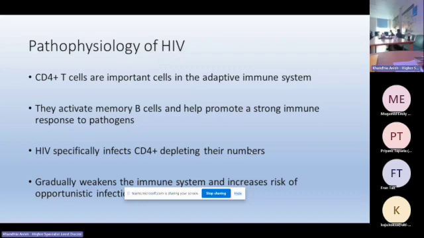Now, that ultimately depletes their numbers and cascades further virus release into the bloodstream, and then further infection and further depletion of numbers of T cells. And that gradually weakens the immune system and increases the risk of opportunistic infections, so infections that a normal immunocompetent person wouldn't be infected with.